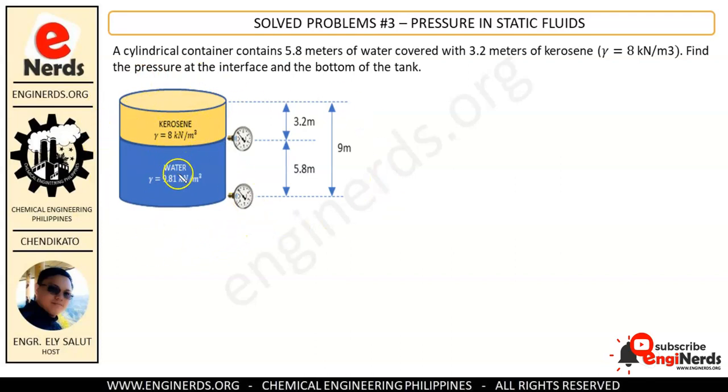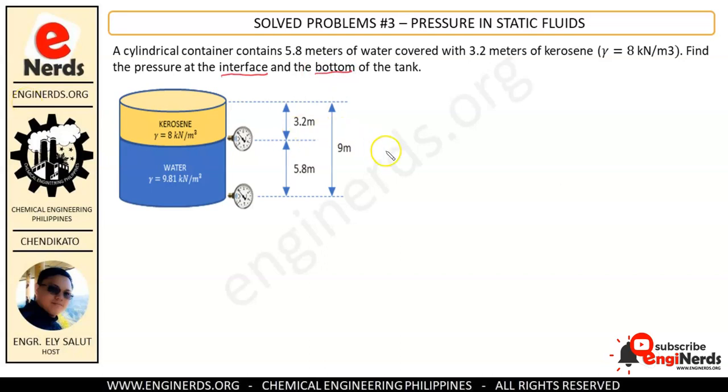Meron tayong tank kung saan we have water here with a height of 5.8 meters and the specific weight is equal to 9.81 kilonewton per cubic meter, while we have kerosene in here with a specific weight of 8 kilonewton per cubic meter and with a height of 3.2 meters. Now, our total height here is equal to 9 meters. So, kailangan natin makuha kung ano yung pressure dito sa kanilang interface and in here sa bottom ng tank.